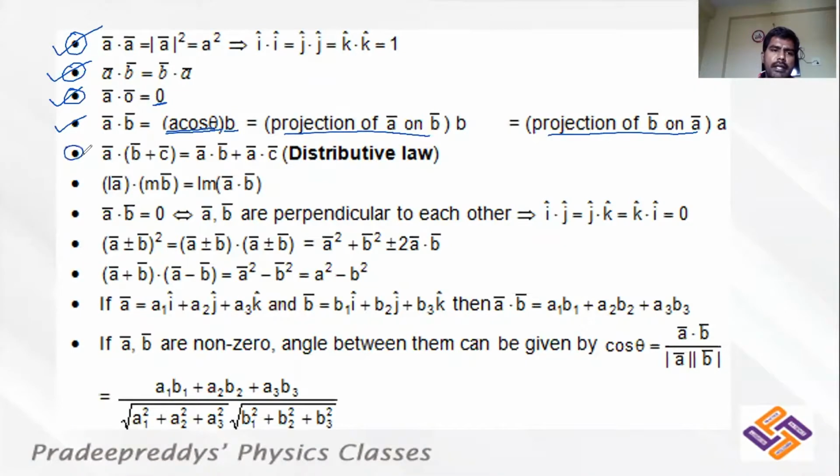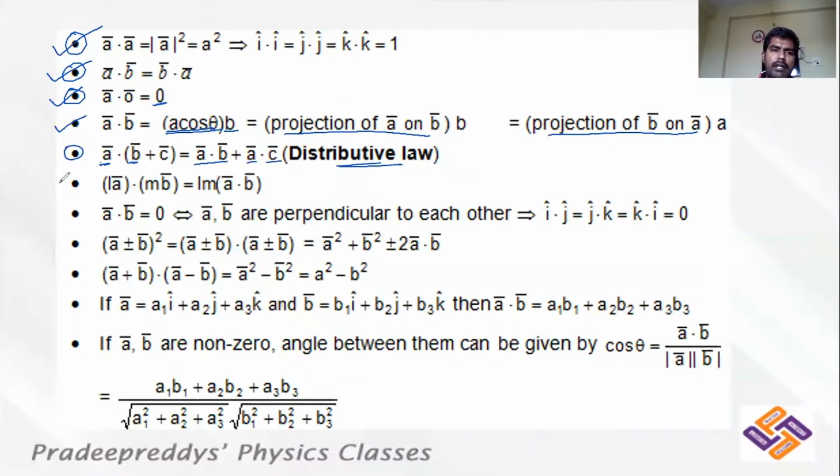Next, a dot (b plus c): a bar with this and this, you will have the dot product a dot b. Next, multiply a bar with dot product with c, so a dot c. This is called the distributive law. Distributive law is valid in the case of dot product.